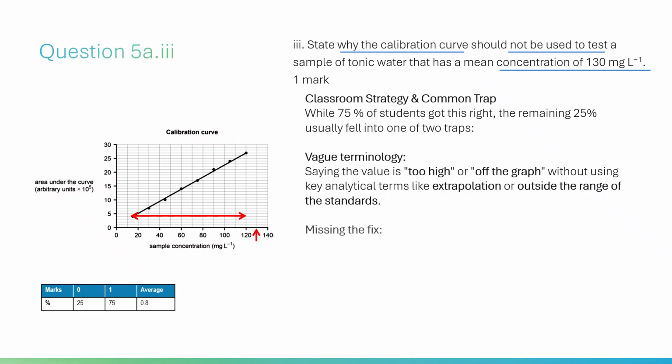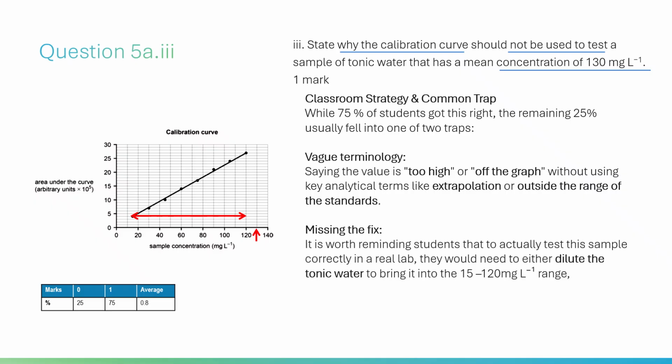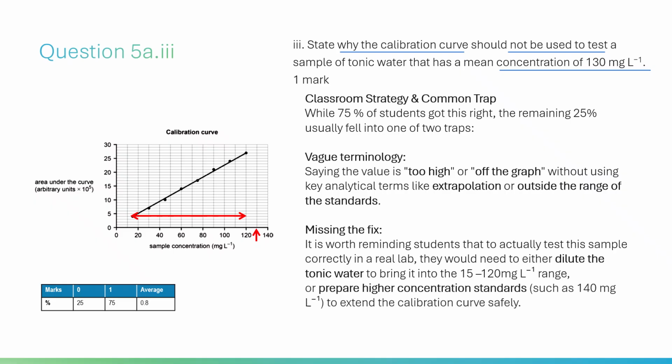Missing the fix. It is worth reminding students that to actually test this sample correctly in a real lab, they would need to either dilute the tonic water to bring it into the 15 to 120 mg L^-1 range, or prepare higher concentration standards, such as 140 mg L^-1, to extend the calibration curve safely.